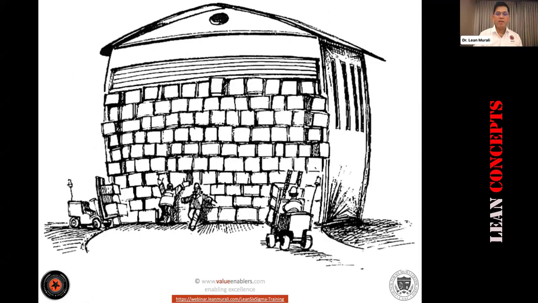Okay, now I don't know whether this picture communicates well. Which type of waste do you see in this picture? Inventory, huge stock. Right? They are not able to close the shutter also. Okay, warehouse is filled.